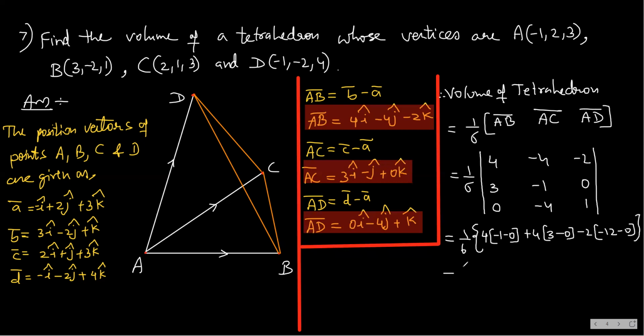So you get here 1 upon 6 times, this is 4 into minus 1 is minus 4, plus 12, plus 24. So how much do you get? Minus 4 plus 12 is 8, plus 24 is 32 upon 6. You get 32 over 6, that is equal to 16 over 3 cubic units. Cubic units is the volume of the corresponding tetrahedron. I hope you all followed it. You can copy this.